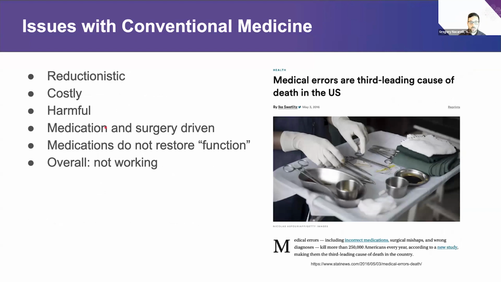So what is going on here? Why is this a problem? Or what is the problem with this? So conventional medicine is reductionist in nature, like I mentioned. It is very costly. It's also possibly harmful. So that in 2016, there was an epidemiological study done by Johns Hopkins, which looked at the causes of death in the United States.